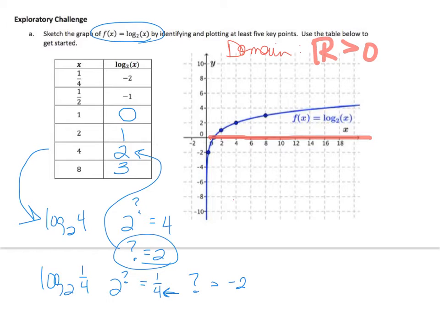What's my range? Well, I would say my range, if I look at the y-axis, because my range is the output or all the y's, they're all real numbers, right? I can go up and down that y-axis, negative infinity to positive infinity. So little reminders here. Like I said, make sure this graph and table is filled out so we can answer some questions on the next few slides.